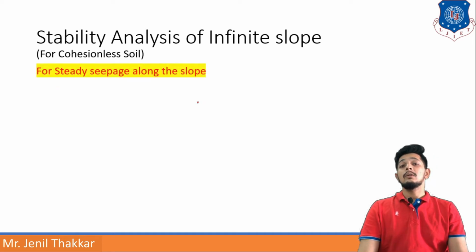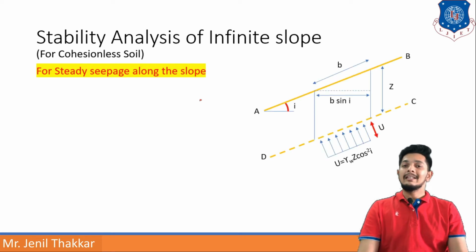Let us move to steady seepage along the slope. Now the figure is showing us a steady seepage along the slope. So along the slope there will be some seepage, some pressure is getting like this, and we are showing seepage pressure as u. The others, angle of inclination i and prism width b, are all the same, but the new thing is u, that is steady seepage, which is shown by gamma w into z into cos square i here.